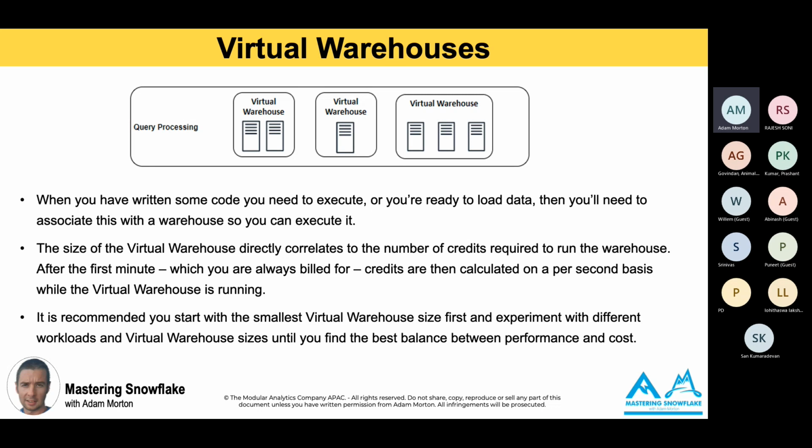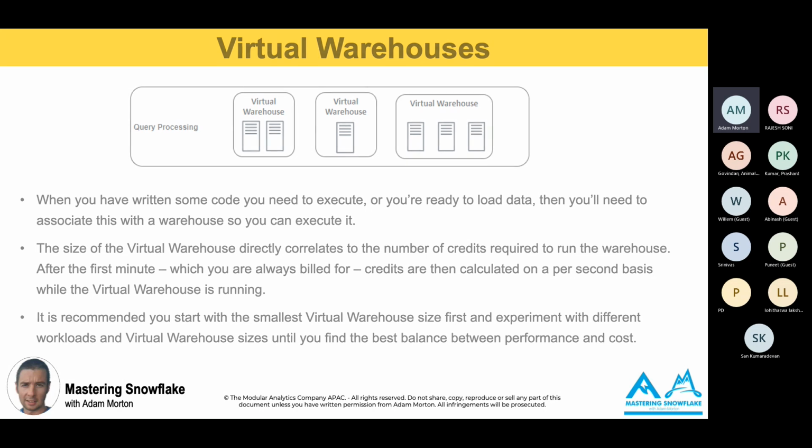Snowflake itself recommends that you start with the smallest virtual warehouse size first, and experiment with different kinds of workloads and virtual warehouse sizes until you find the best balance between performance and cost. You can find instances where you're running a particular query, you move from a small to a medium, and it will halve the time the query runs. Also the cost and credit consumption is linear, so you'll probably pay double the credits for a medium warehouse than a small one. So if the cost is the same and you can run a query in half the time, then it makes sense. That's why the testing and experimentation around performance is pretty important.